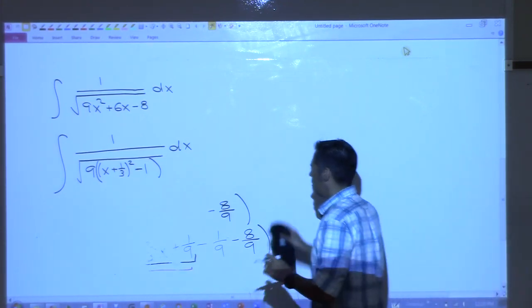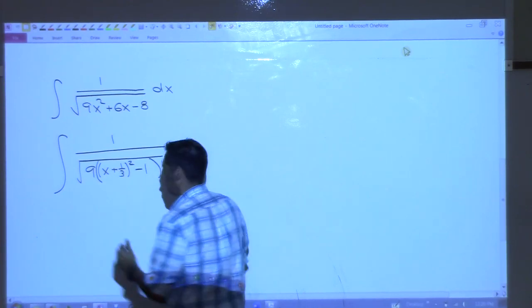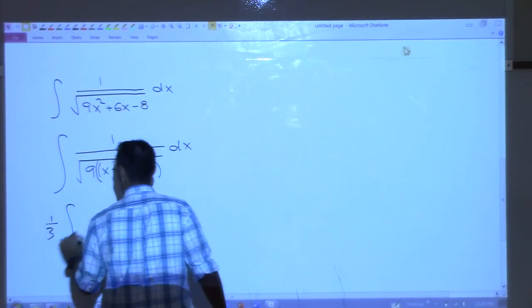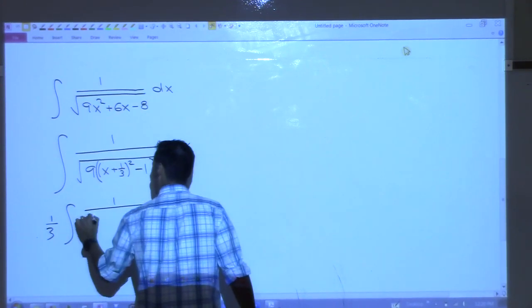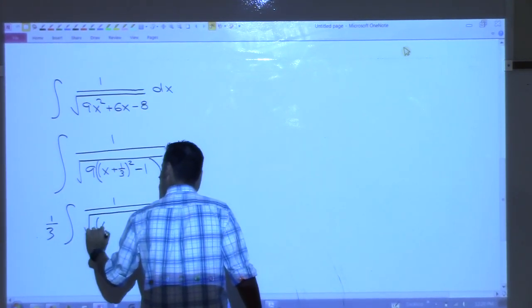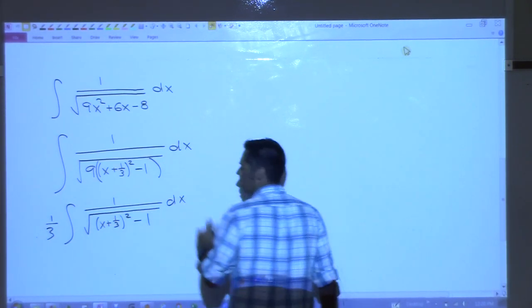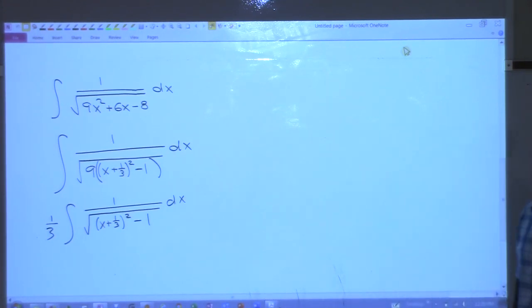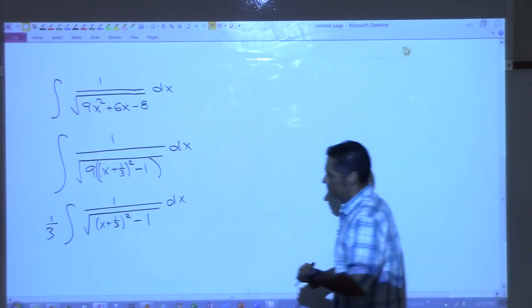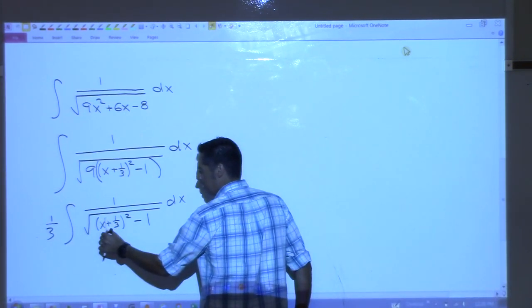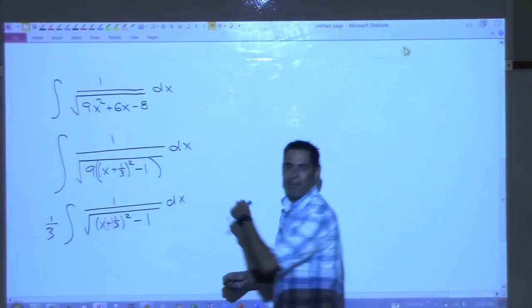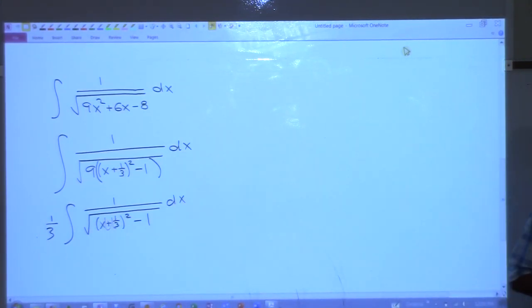So by completing that square, I now have this 1/3 on the outside, integral 1 over the square root of, in parentheses, x plus a third squared minus 1, dx. Yes? And if you just squint your eyes just enough, this looks like the square root of u squared minus 1, right? And that's kind of like a trig sub, isn't it? Like variable squared minus 1 underneath a root.